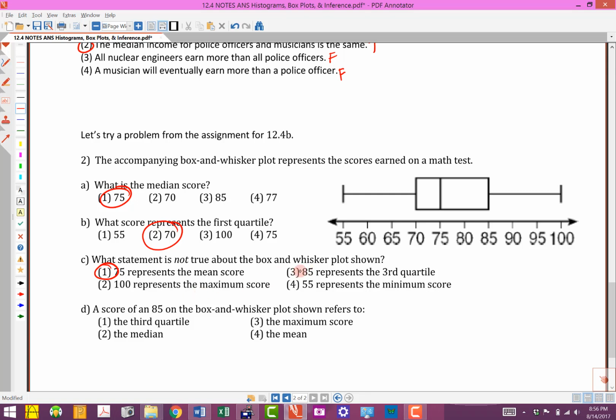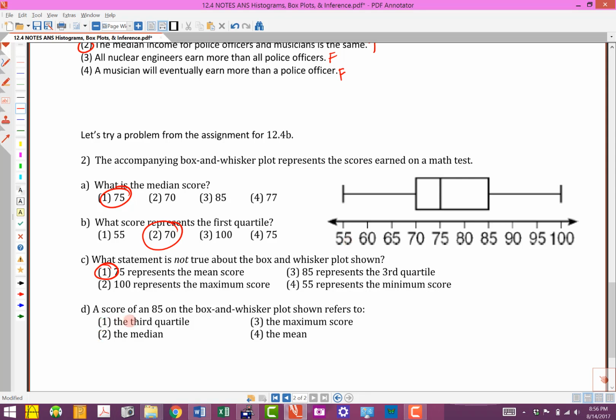So let's make sure that the rest of these are false. 85 represents the third quartile. There's Q3, 85. 100 represents the maximum score. Yep, the max would be the very end of that whisker there. 55 represents the minimum score. Yep, we're in good shape there.